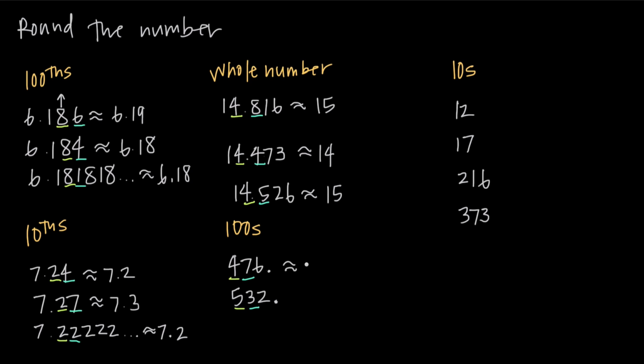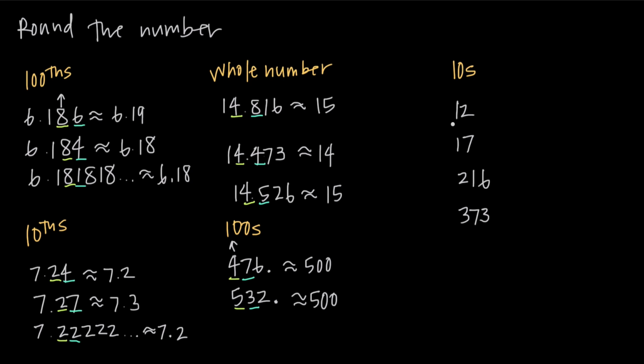So this is going to be approximately 500 because we round up the hundreds place by 1 unit and 4 goes up to 5. So we get 500. Here we have 532. This 3 is less than 5. So we round down, which means the value in the hundreds place stays the same. And this is also approximately 500. In other words, 476 is closer to 500 than it is to 400, and 532 is closer to 500 than it is to 600. So both of these numbers, when we're rounding to the hundreds place, round to 500.